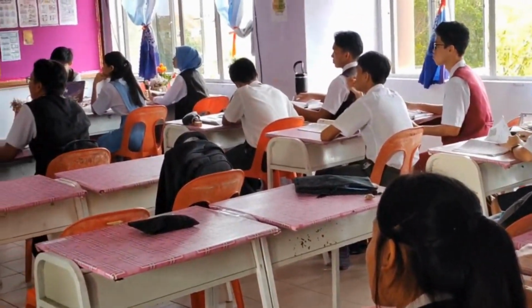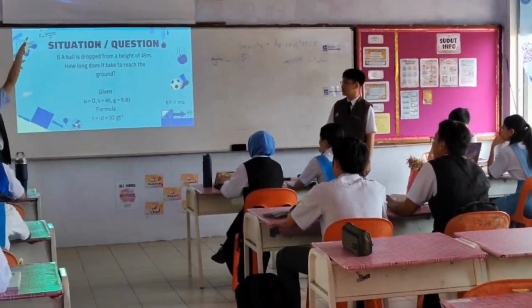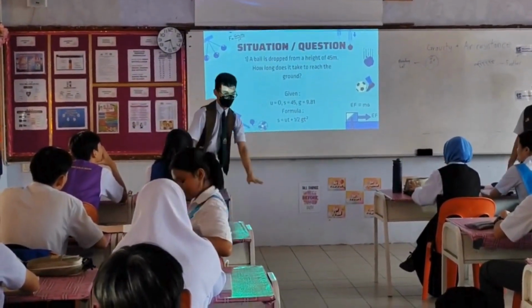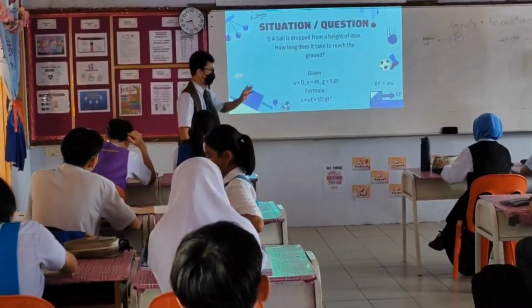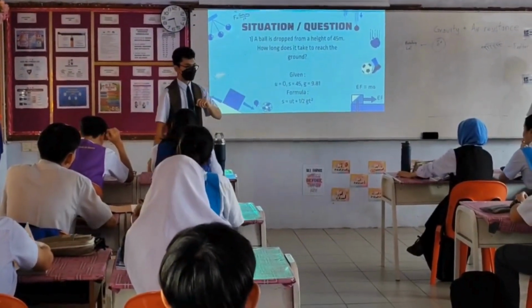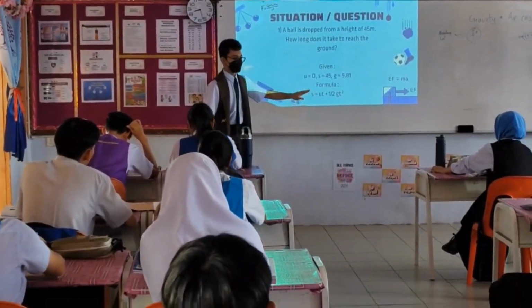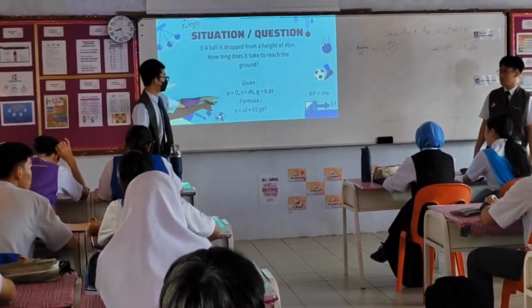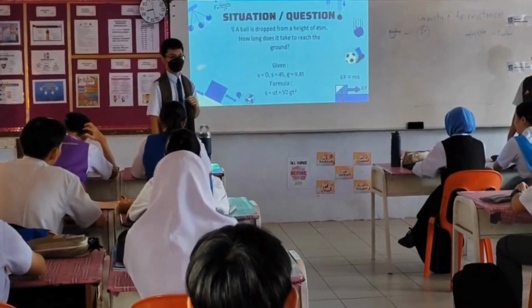The first question, this one is an example. The first equation. A ball is dropped from a height of 45 meters. How long does it take to reach the ground? From the very top until the ground. Simple, right? Given u is zero. What is u? The unknown u stands for what? Initial velocity. How about x? Displacement. How about g?